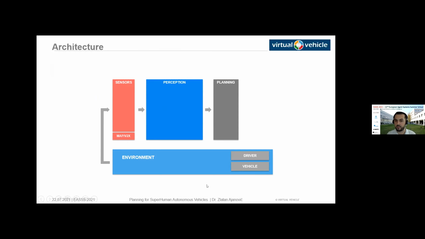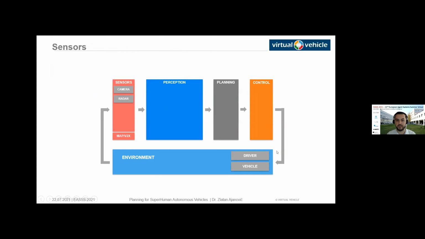And then we have a planning component, which decides what to do based on the perception. And we have a control unit, which executes the decisions made in the planning part.